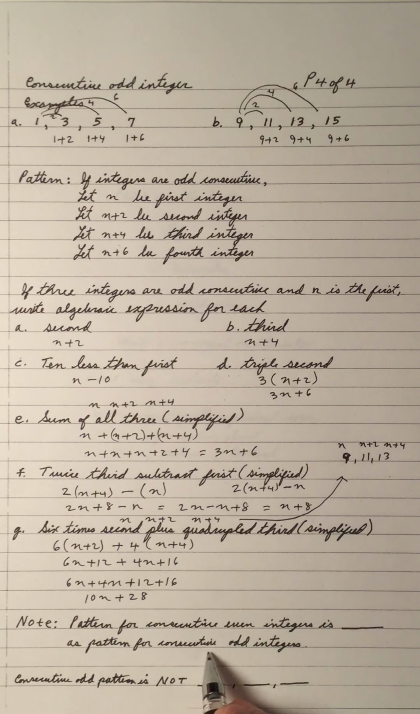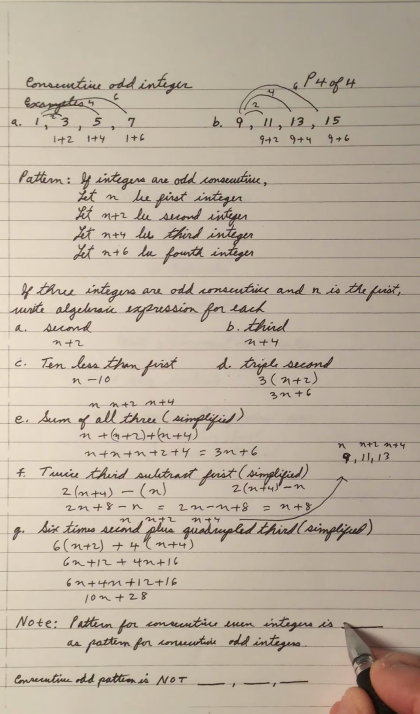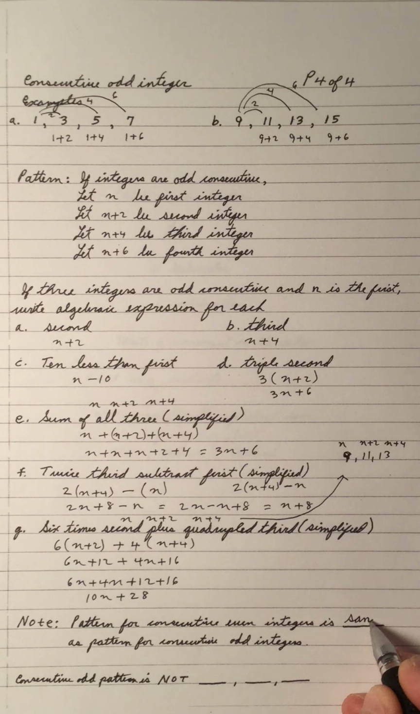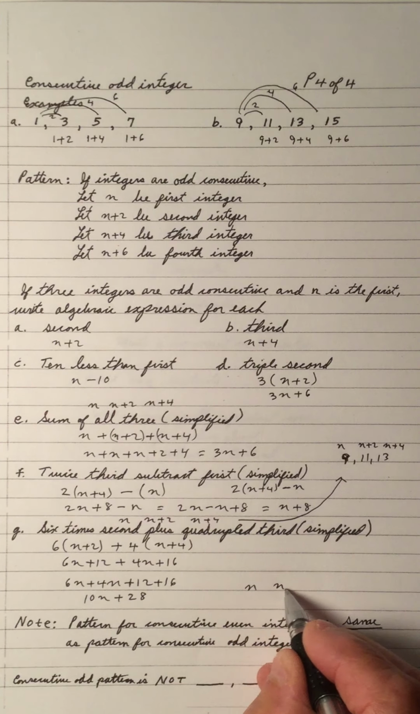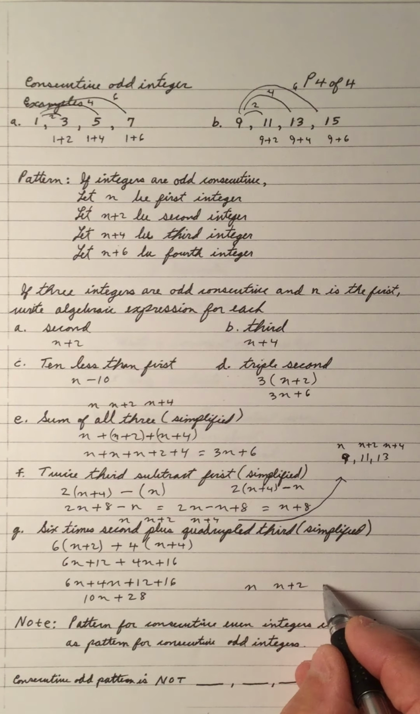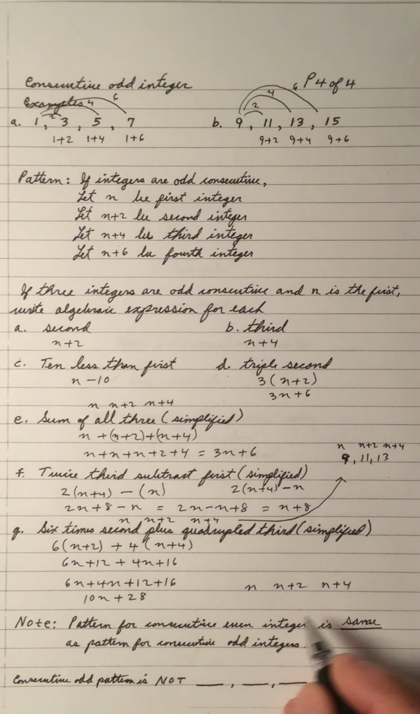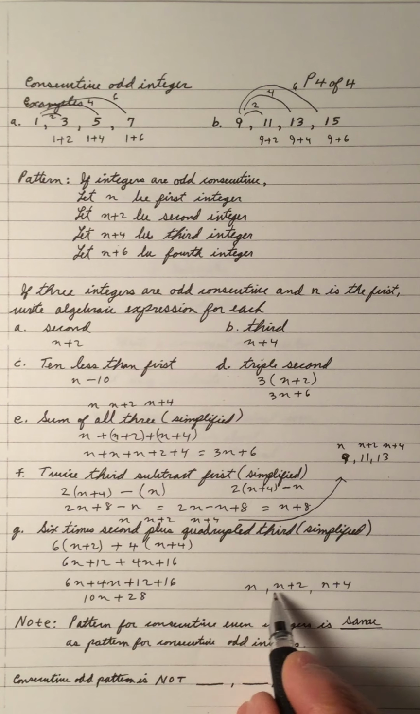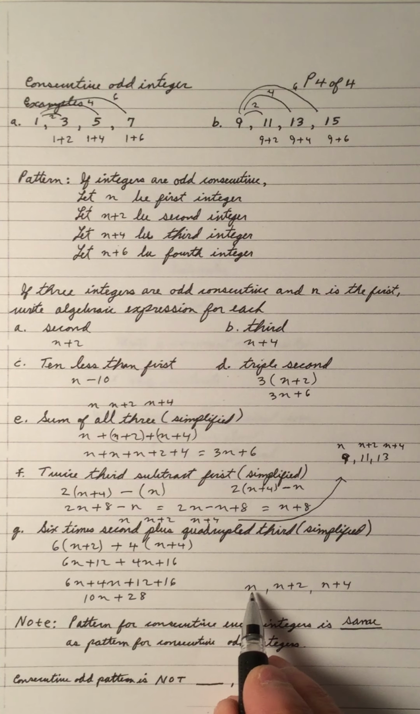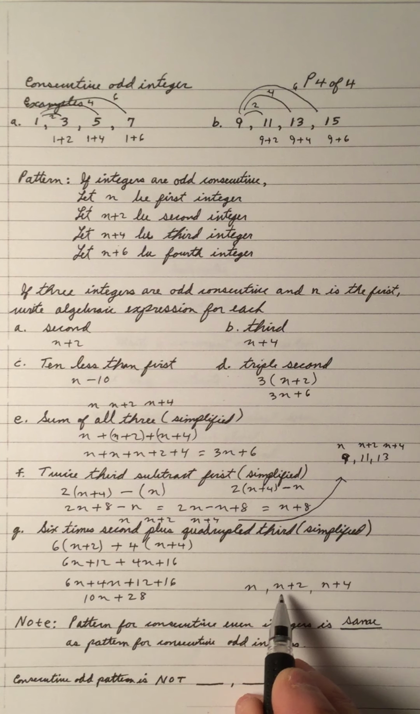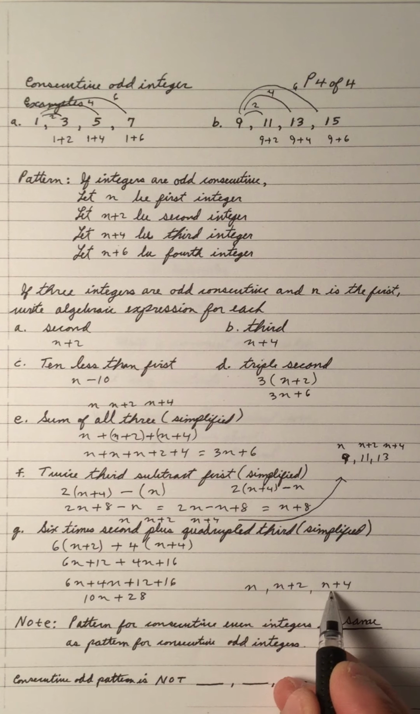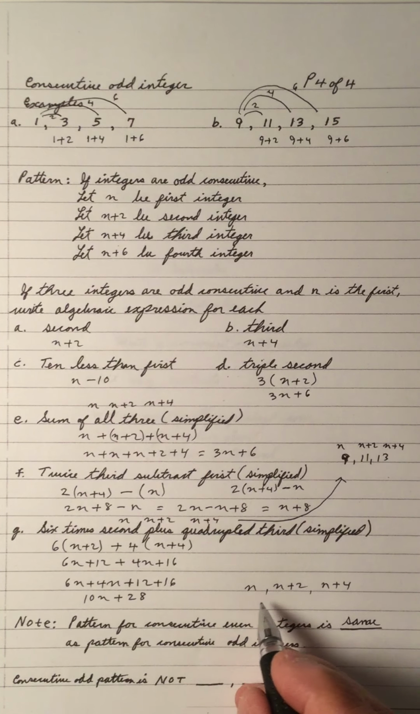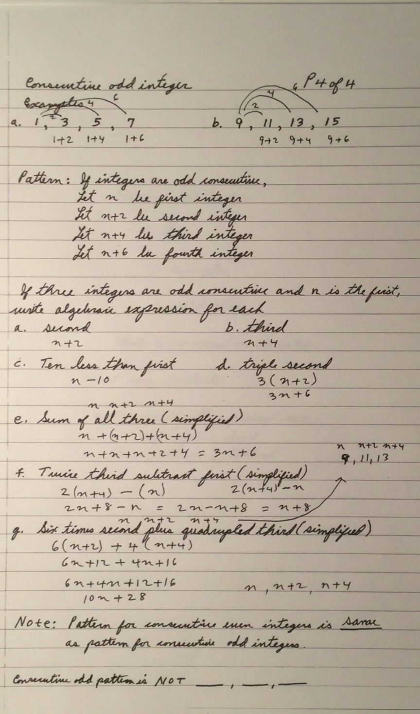Note the pattern for consecutive even is what in relation to the pattern for consecutive odd. The pattern for consecutive even is the same as the pattern for consecutive odd. So consecutive odd or even is n, n plus 2, n plus 4. Consecutive, odd or even, that's the pattern. The only difference is if n is the first odd one, then that's the next one, that's the third one. If n is even, then that's the next one, that's the next one. So odd or even, that's the pattern.